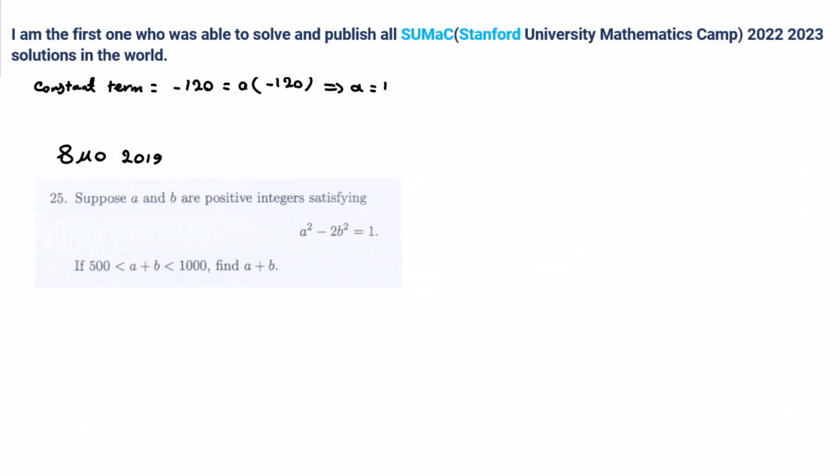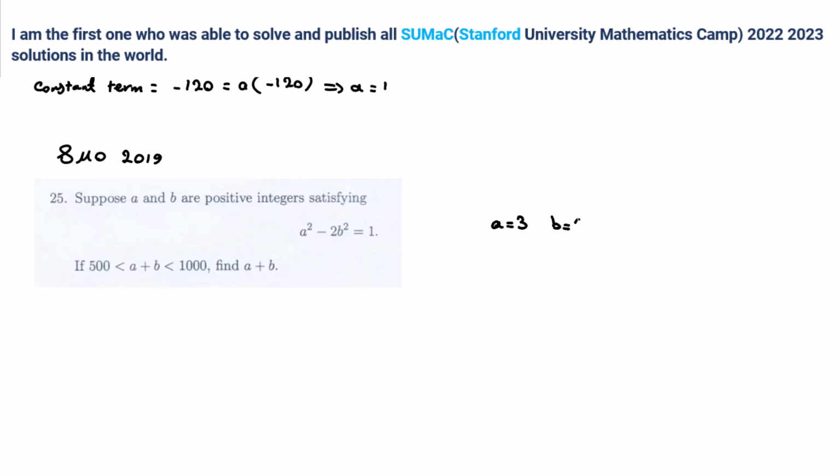Teacher, I don't think I can find any because of the square root. You can find, it's not hard. And don't consider a plus b between 500 and 1000. Try to find some a and b that satisfy that. Oh, okay. A equal 3, B equal 2.